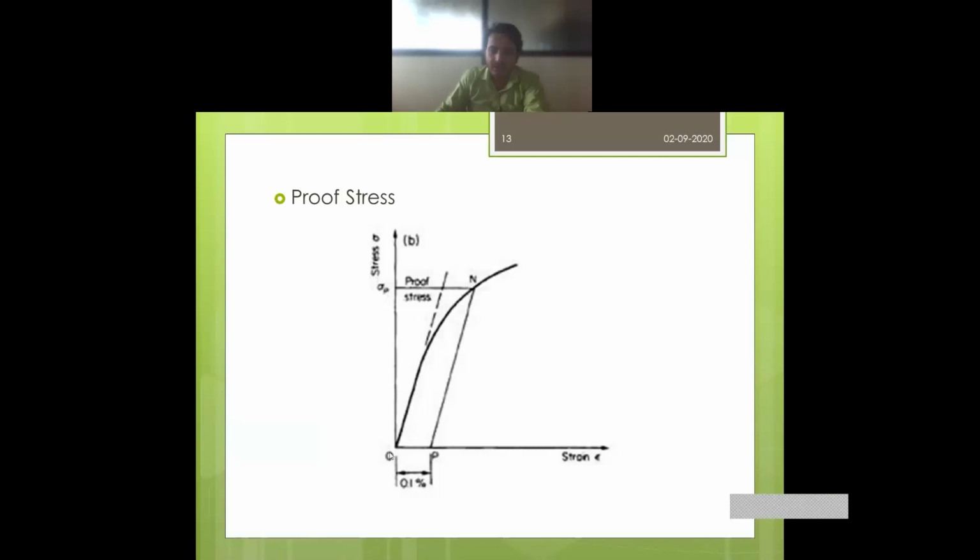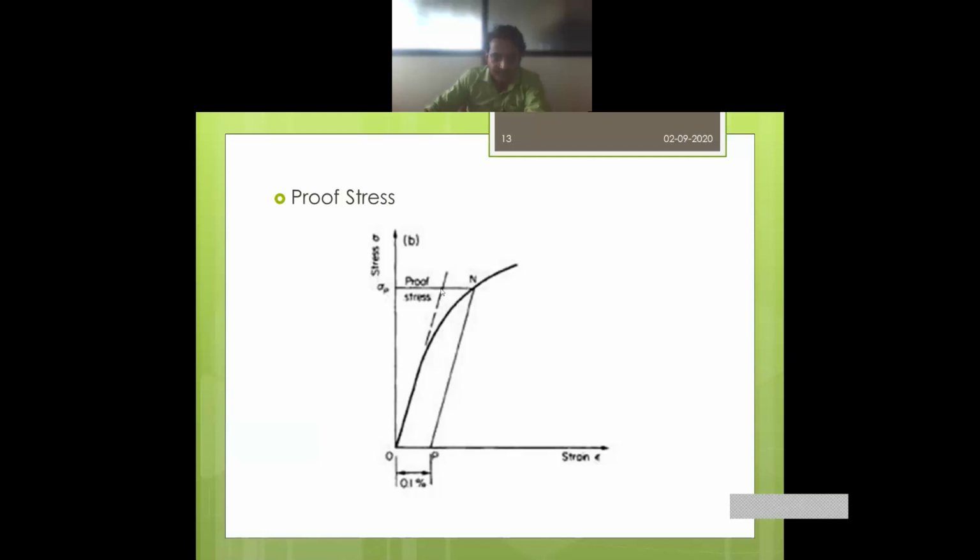I will draw a line from P to N. So I will start drawing the line from P, which is parallel to this curve. I will go on drawing the straight line, and it will reach a point N. I will again start drawing the line which is parallel to the x-axis.